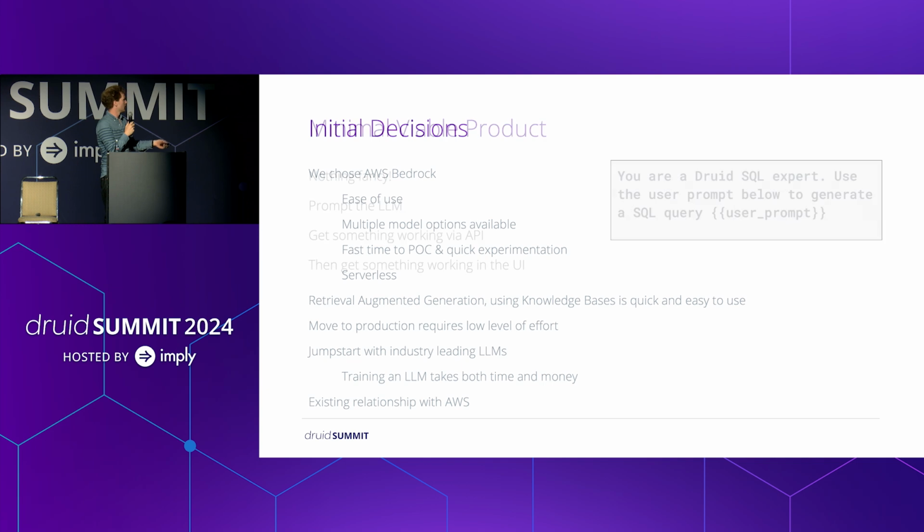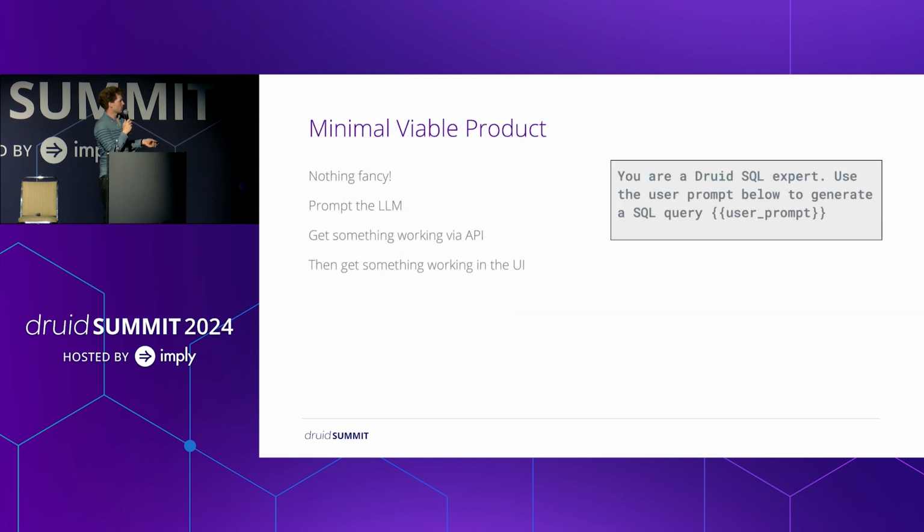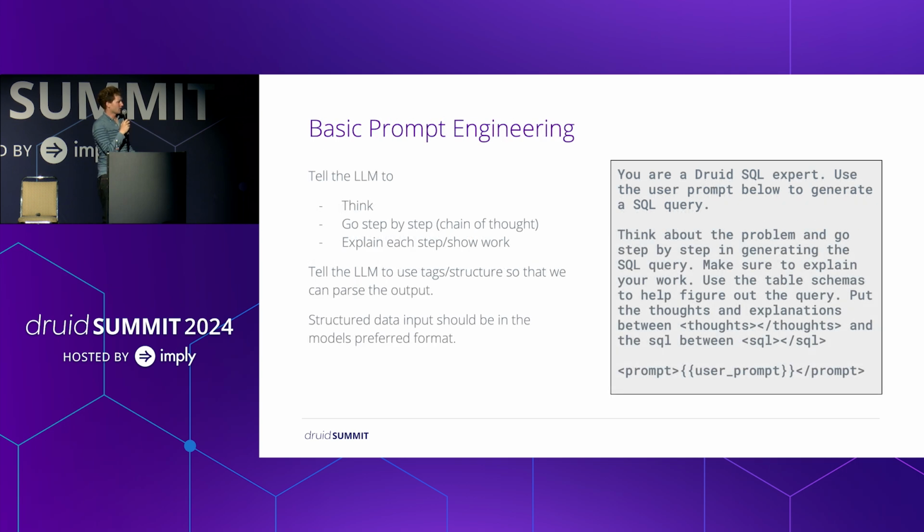So it's easier to take advantage of that than having to go build up a relationship with another vendor. The first version of this was making the minimum viable product. Nothing fancy, just prompt the LLM, then I got something working via API, and got something working in the UI. And here's a quick prompt that I had. It says, you're a Druid SQL expert. Use the prompt to generate the SQL query. It's able to do some stuff, not great, but it works in a way. And then the next step in this flow was to make more basic prompt engineering changes.